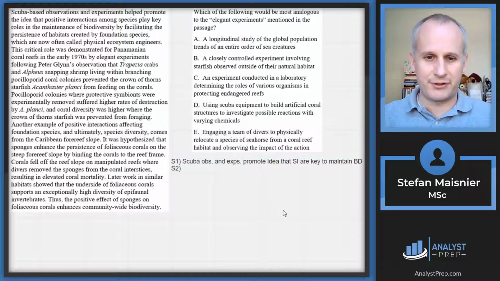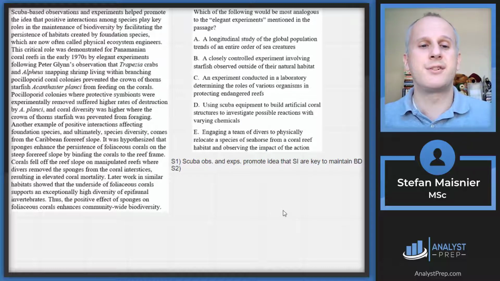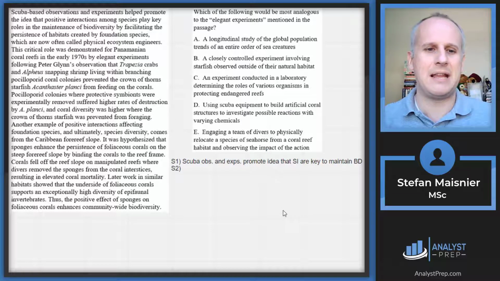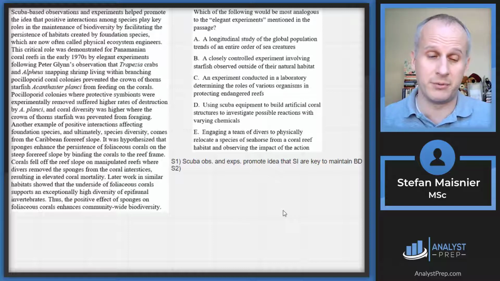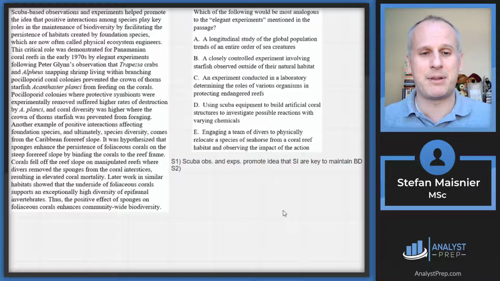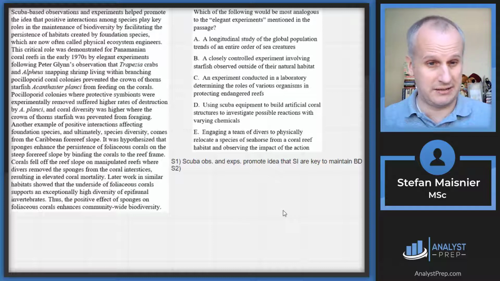And if we thought the first one was dense, let's look at this thing. This critical role was demonstrated for Panamanian coral reefs in the early 1970s by elegant experiments. Well, there's the term that we saw. Following Peter Glynn's observation that trapezia crabs, I think I pronounced that properly, but those are just going to become T crabs if we care about it. And I'm not even going to try a snapping shrimp living within branching, definitely not going to try that phrase, pea coral colonies prevented the crown of thorns starfish, and okay, that's its technical name, from feeding on the corals.